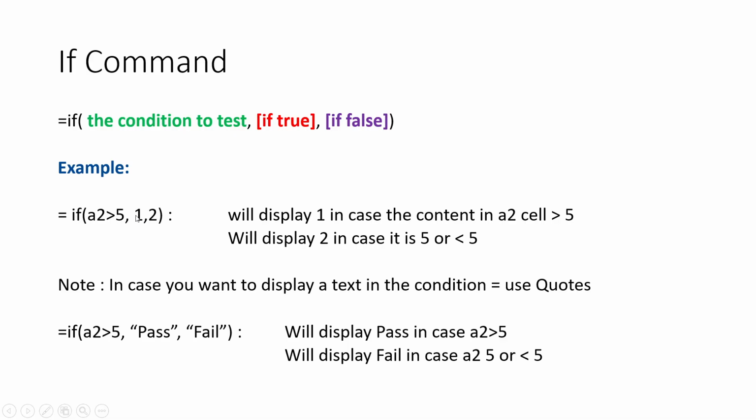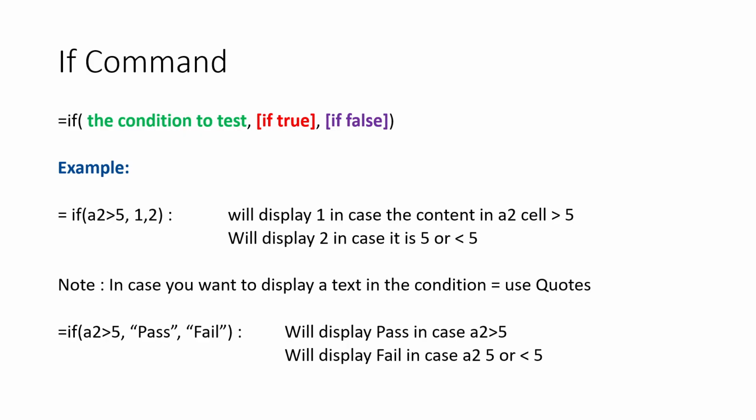And in case it is not true, what to do? It will return a value 2. Remember, if the value is 5, 5 is not greater than 5, so it will still return a value of 2. So we should be very careful when we put our conditions. The second thing is, as long as you're dealing with numbers, it becomes easy.